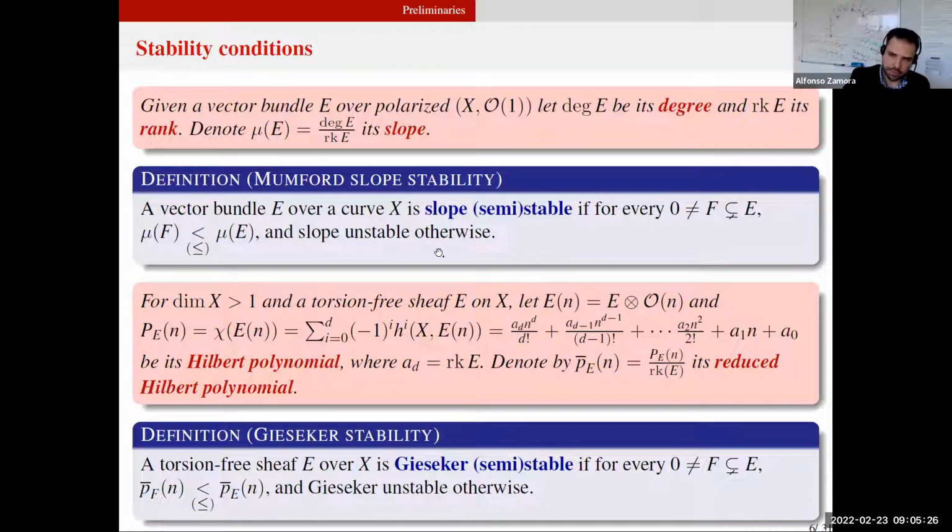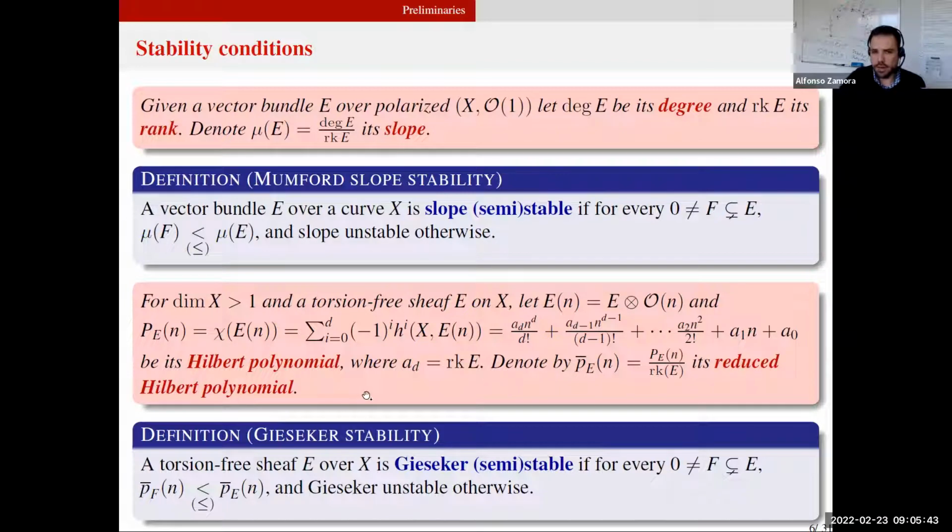If the inequality is strict, we talk about stable objects, stable vector bundles, and otherwise, so if we are able to find a subbundle with a greater slope, then we say that E is slope unstable.